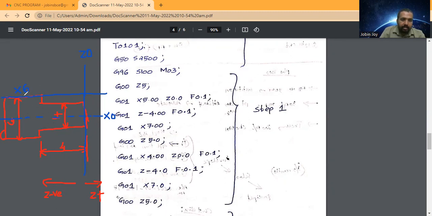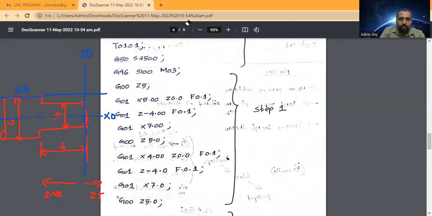Then the next thing is, this is X6 and this is X0. The center line represents X0. So beyond the center line, that will be negative, and from this center line to this direction, that is X positive. So this line represents X6. When the tool moves to this side, that means X7, again X8, X9, like that. So these are positive X. From this X0 to here, this is X negative. So these are the two important things.